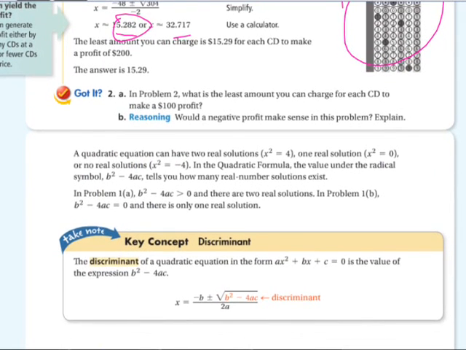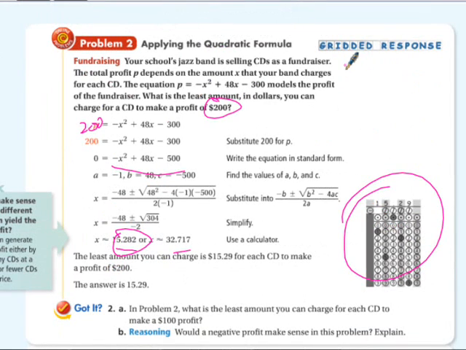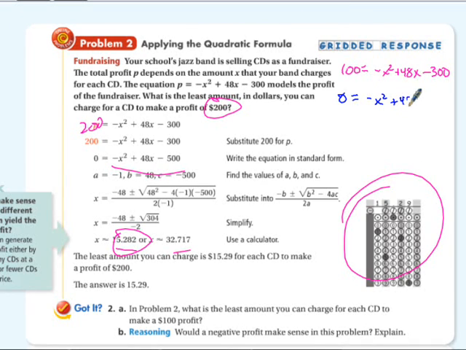If you were looking to make $100 profit, you just do the same problem. You go 100 equals -x squared plus 48x minus 300. Set it equal to 0, and we have 0 equals -x squared plus 48x minus 400. Solve that from there using the quadratic formula.